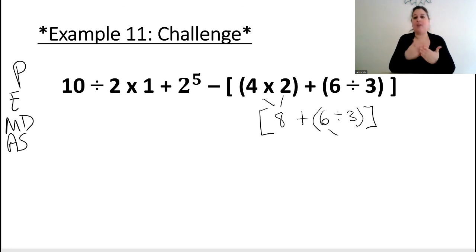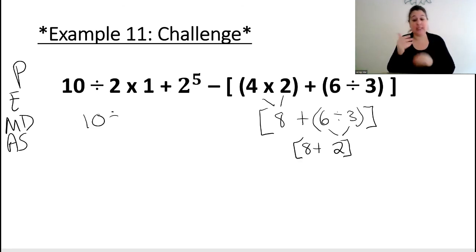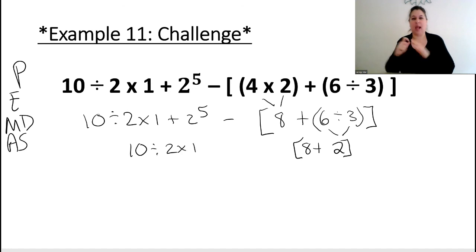I still have this in parentheses, so I'm going to do that. 6 divided by 3 is 2, and I still have plus 8. While I'm doing this, I should be bringing everything else down. So 10 divided by 2 times 1 plus 2 to the 5th minus that. So 8 plus 2 is 10.